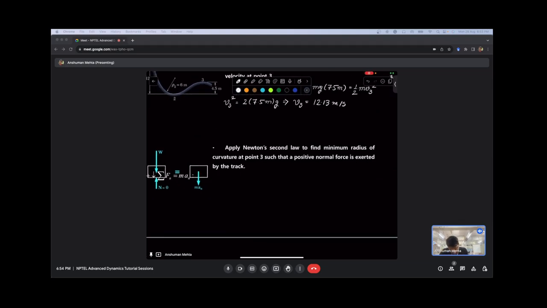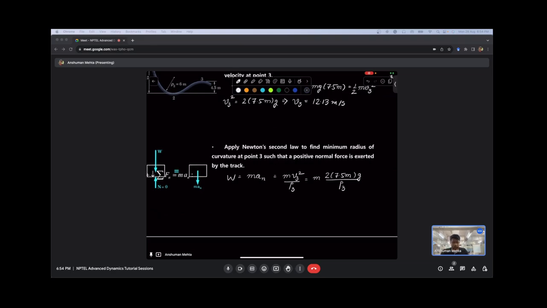So applying Newton's second law now, we have used both formulas here. This gives us the value of rho 3, which is equal to 15 meter.